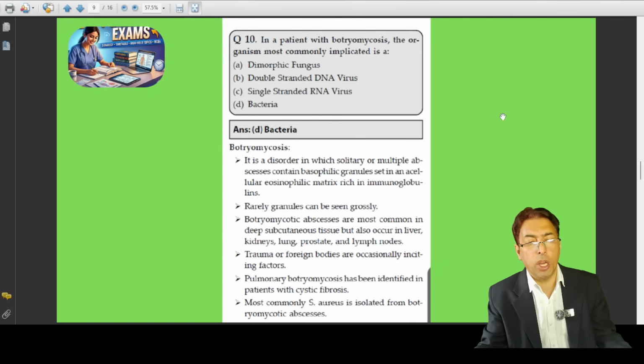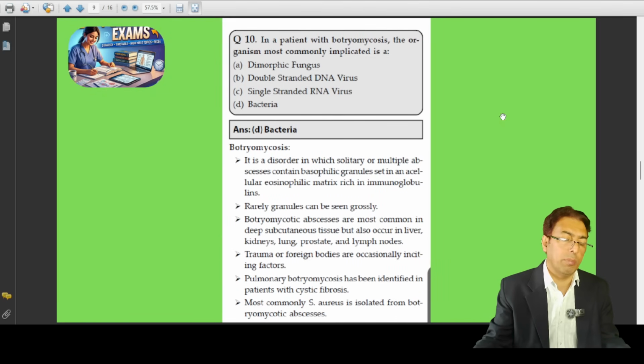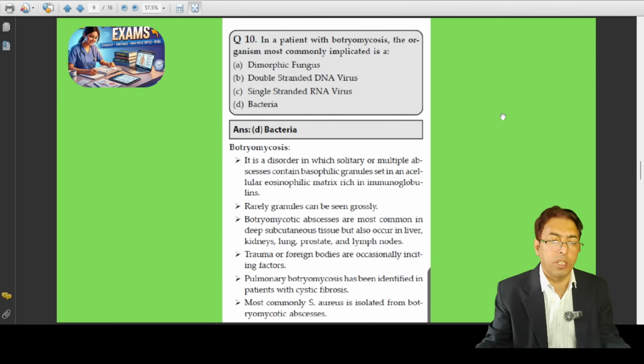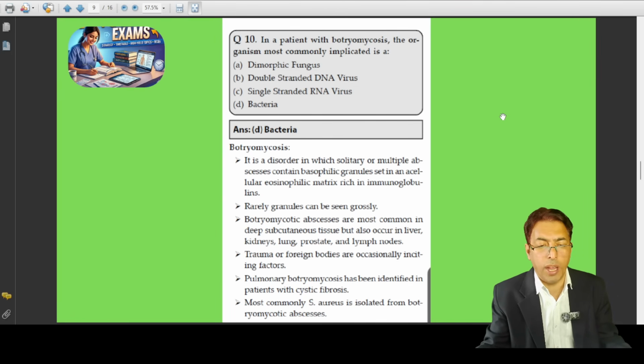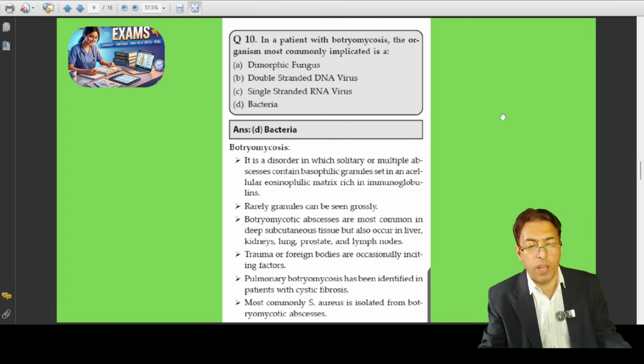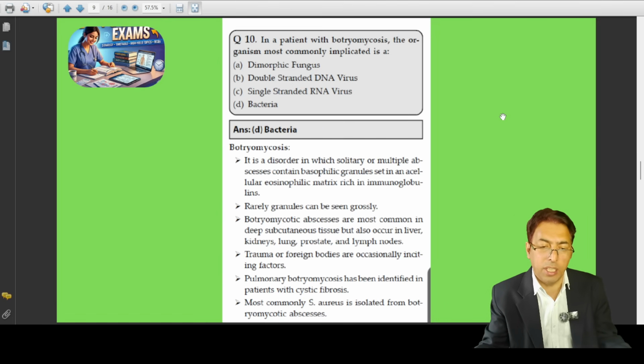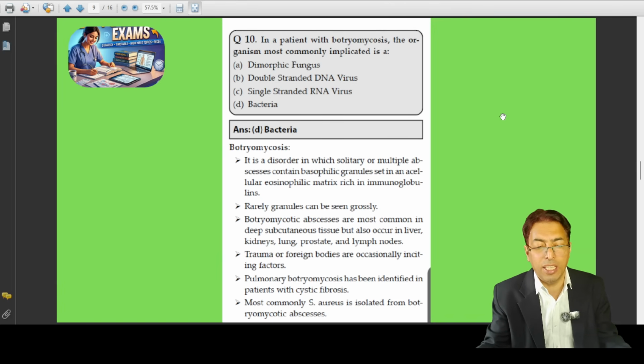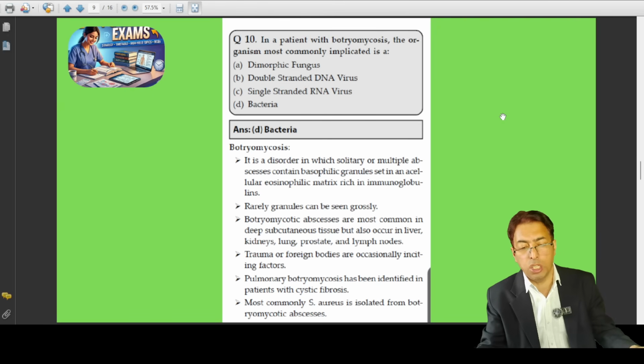Now, in a patient with botryomycosis, the organism most commonly implicated, again, microbiology fundamental knowledge. Botryomycosis is a clinical entity, and what is important? What is the causative agent? What are the features of those causative agents? So, this is a dermatological entity characterized by multiple abscesses in the skin, or the abscesses can be deep seated in the organs like the liver, kidneys, lungs, prostate in case of males, and lymph nodes.